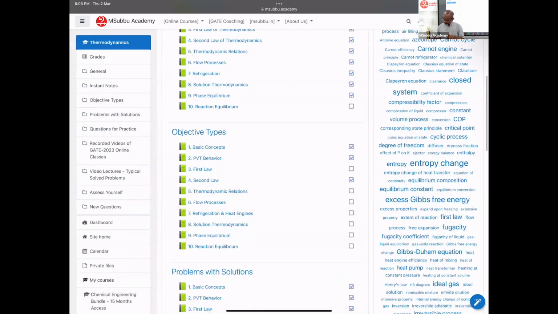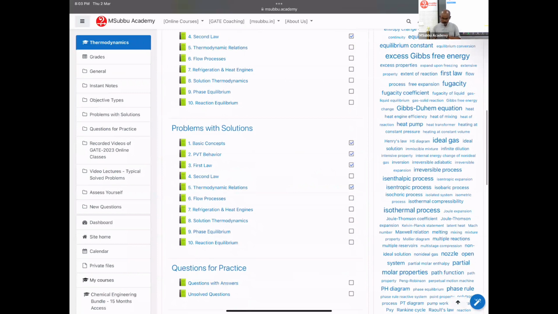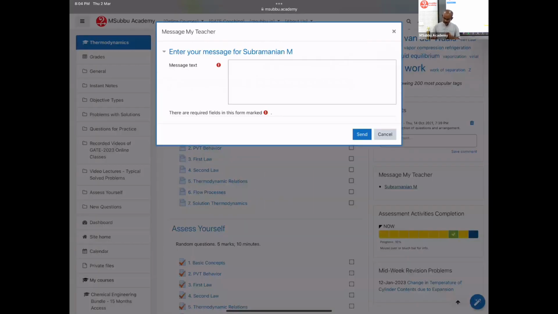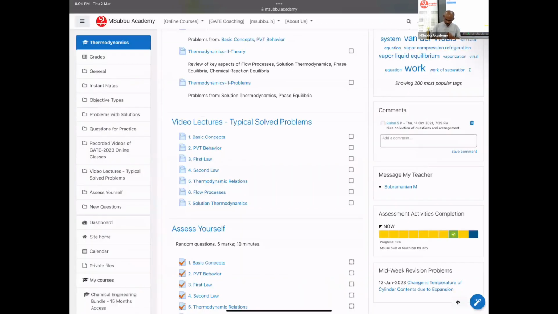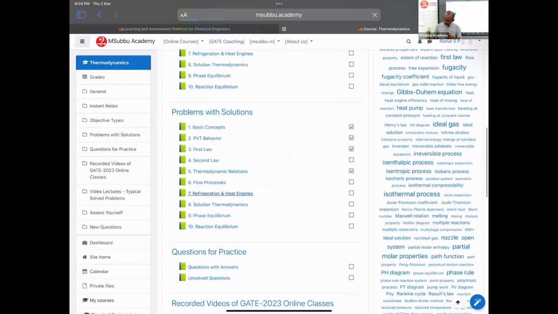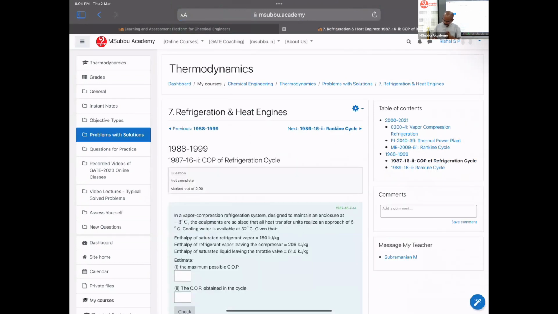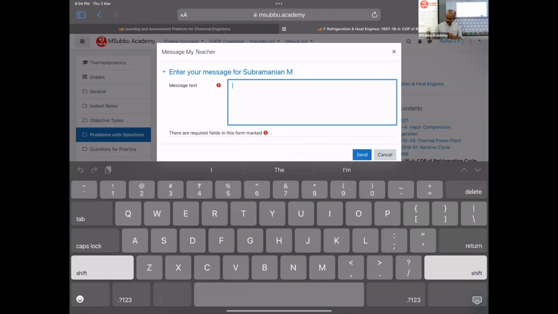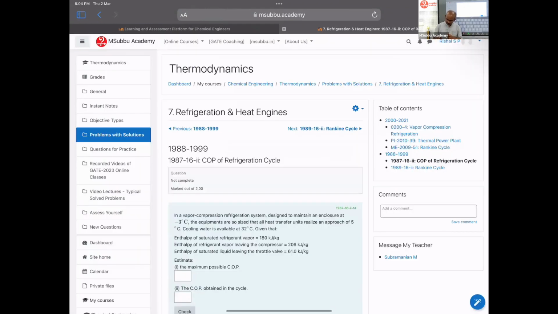subscribers. And there are a lot of other features, like you can publicly put a comment or you can message the teacher. Wherever you are, you can simply send a message. Suppose any of the topics is not easily understandable by you, you can simply send a message. Whatever you send will have a reference to that page, so that the teacher can easily identify in what context you are asking that question, and the teacher will in turn reply.